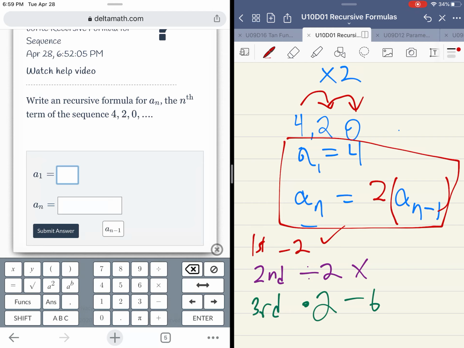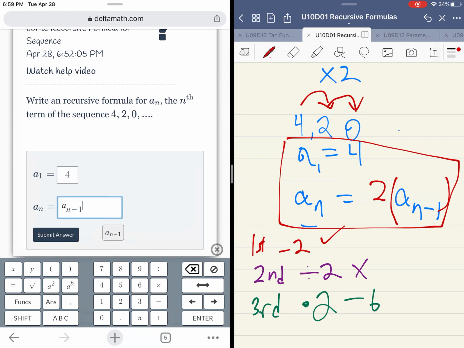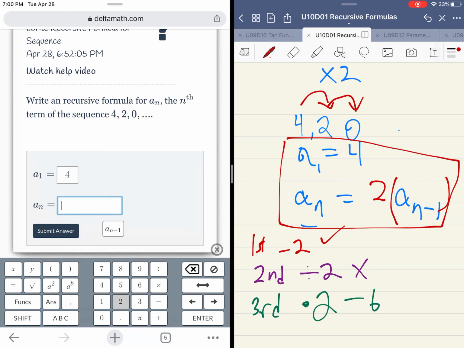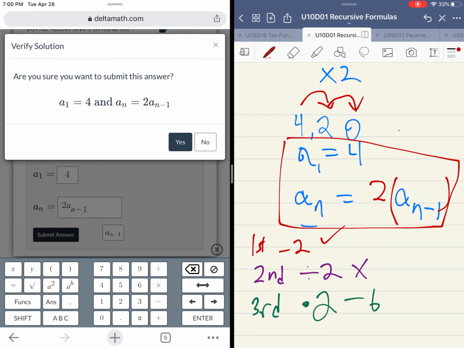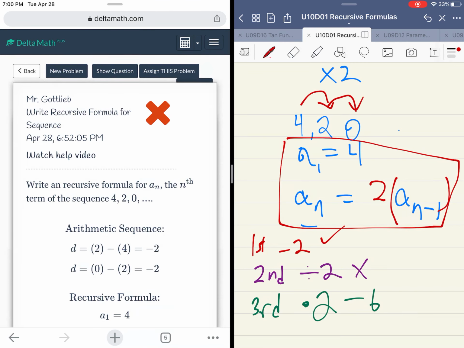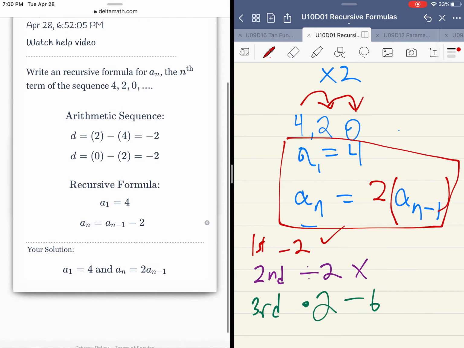And we'll fill it in here. So it says 4, type in a sub n minus 1 times 2. Now, this is probably not the accurate way to write it. I should probably write it as, let me just backspace a lot, 2 a sub n minus 1. This is probably the way I would write it. Parentheses might not be necessary. I'll just submit it. Oh, it said I was wrong. Weird.